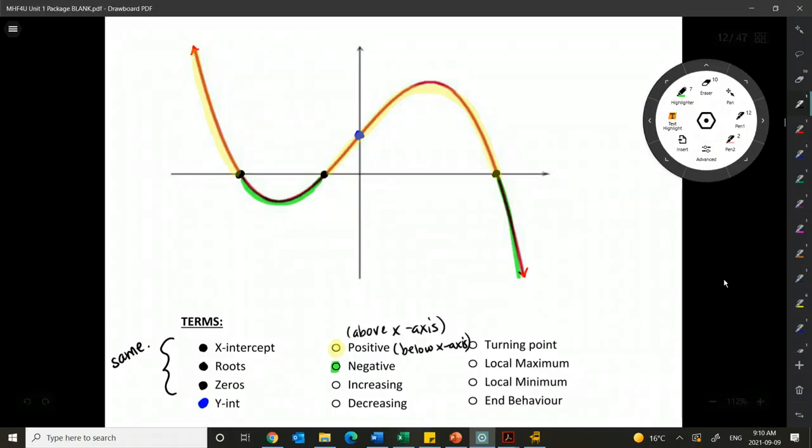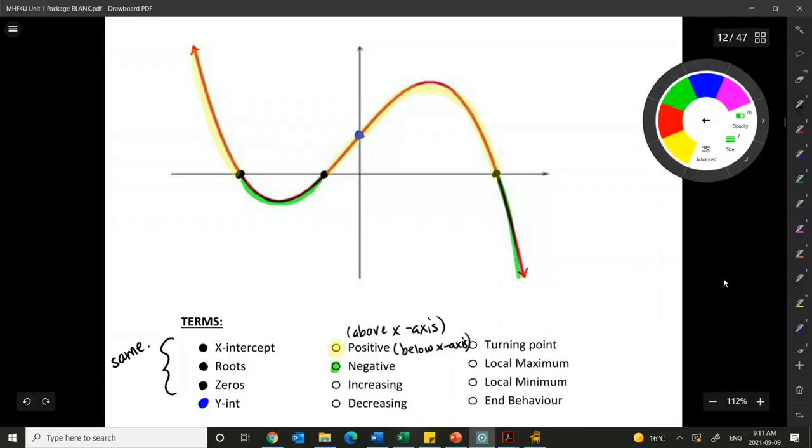Okay, increasing and decreasing. The general rule is as I move my pencil from the left of the graph to the right of the graph, if my pencil is going down, I am decreasing. If my pencil is going up, I'm increasing. Okay, as I move left to right, same way that you would read.